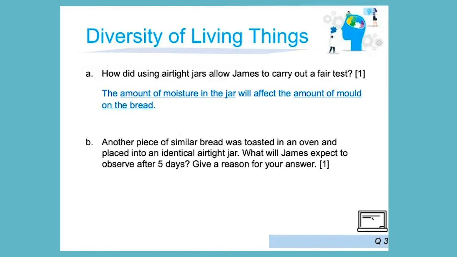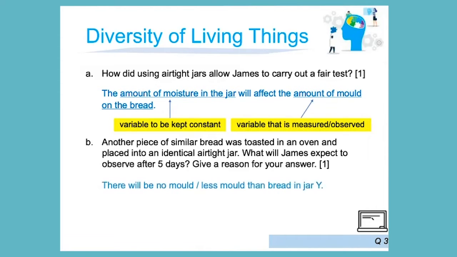So a piece of toasted bread will have even less moisture than an untoasted one. So if there's even less water, then I will expect that there'll be either no mold or less mold than the bread that was found in jar Y. Okay, so you have to make connections to this experiment. This experiment was investigating water as a variable in relation to bread mold growth. So your questions are also approaching this with respect to moisture, with respect to bread mold growth. So you got to see how this whole question is actually linked.